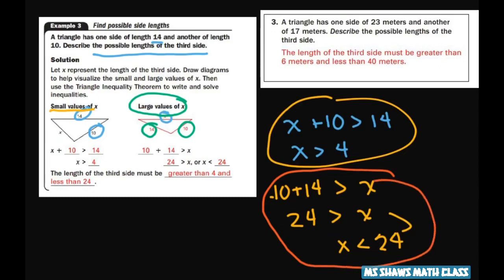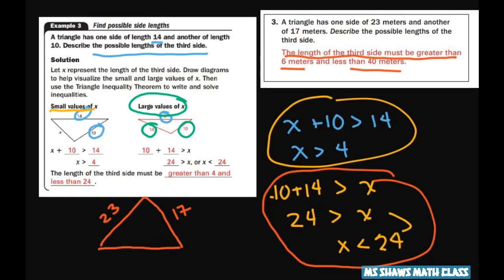And finally, a triangle has one side, let's draw it, one side that's 23 meters, and one is 17. Okay, so the length of the third side must be greater than 6 meters and less than 40 meters. So that's always how it's going to be. So you just put x in between 6 and 40.